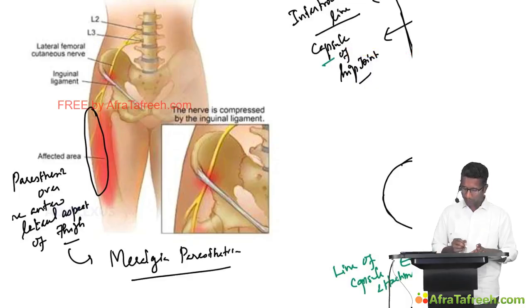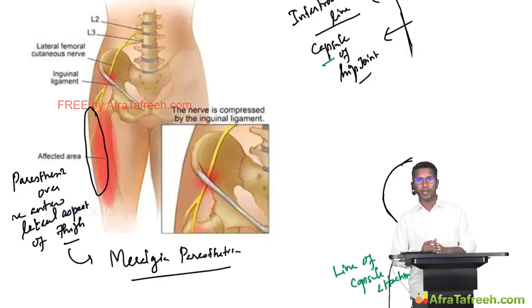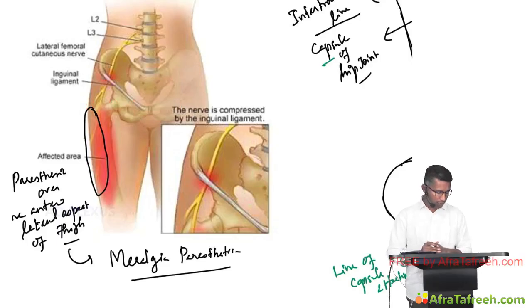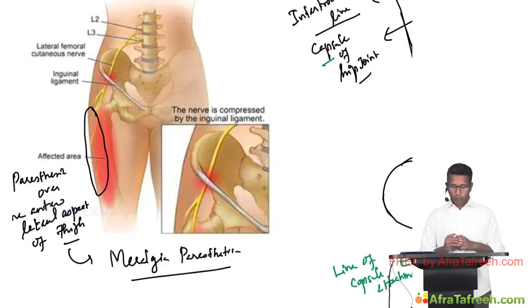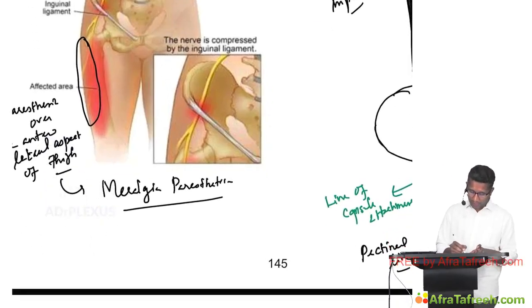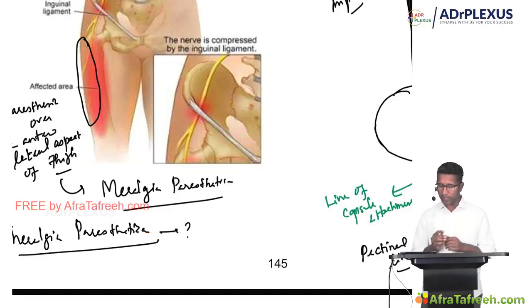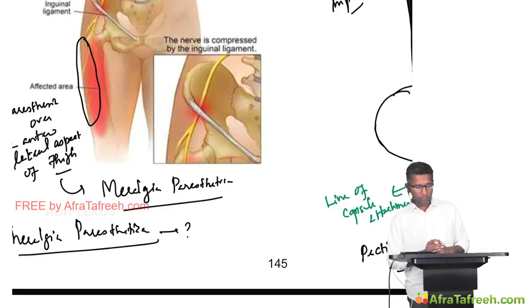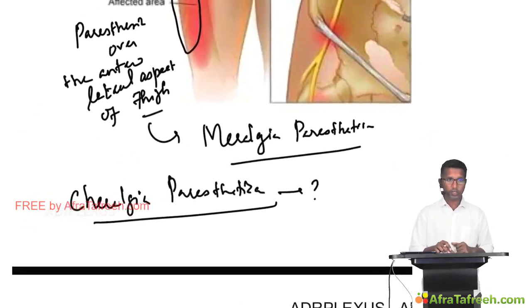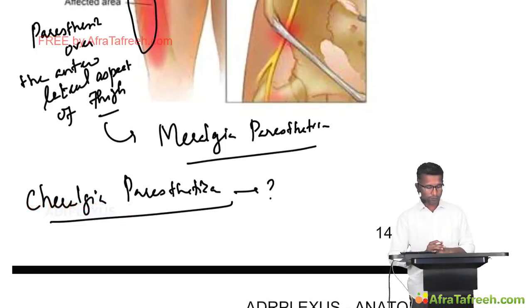All these come under a group of conditions called entrapment neuropathies. I hope you know there is another condition called cheiralgia paresthetica. Yesterday we have discussed about it. Anybody, which nerve compression is called cheiralgia paresthetica?